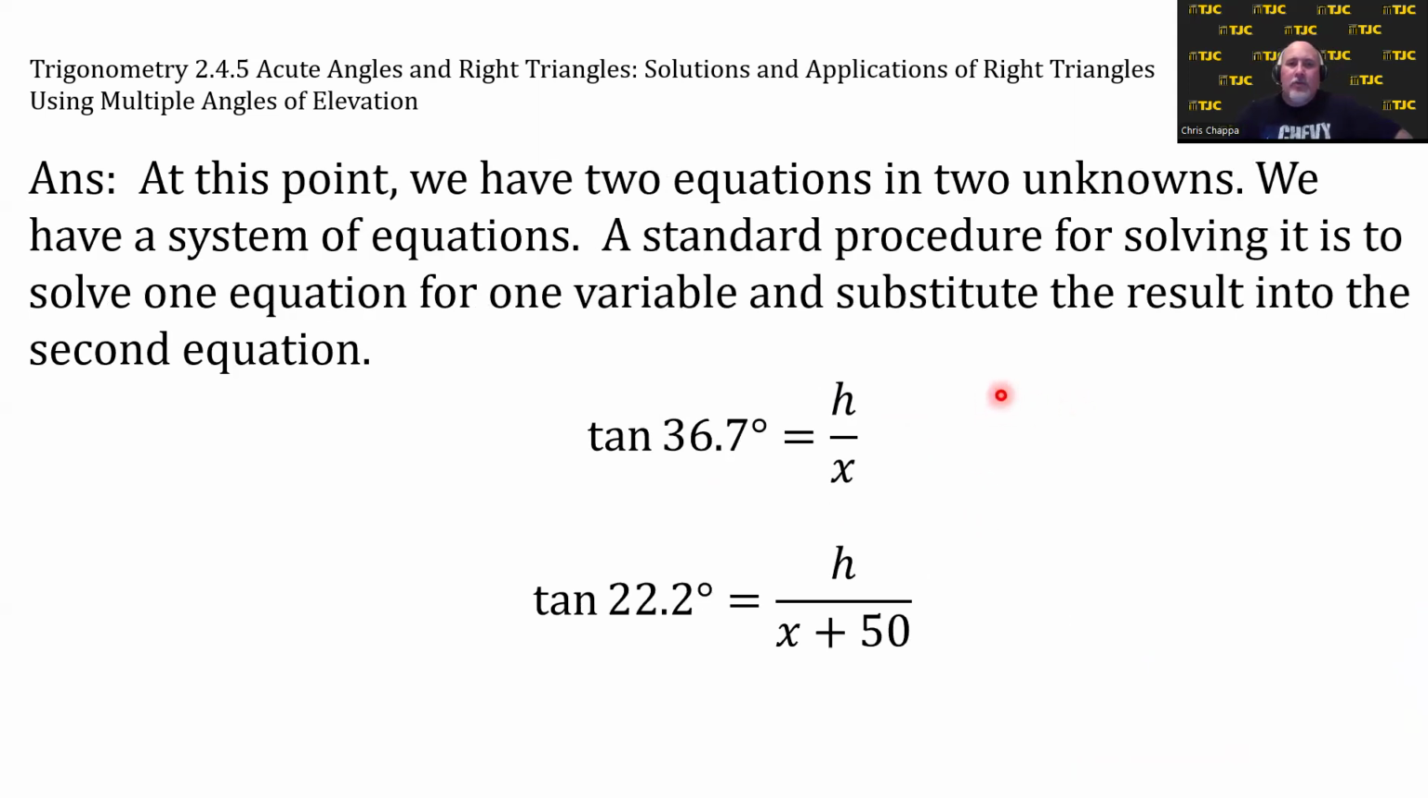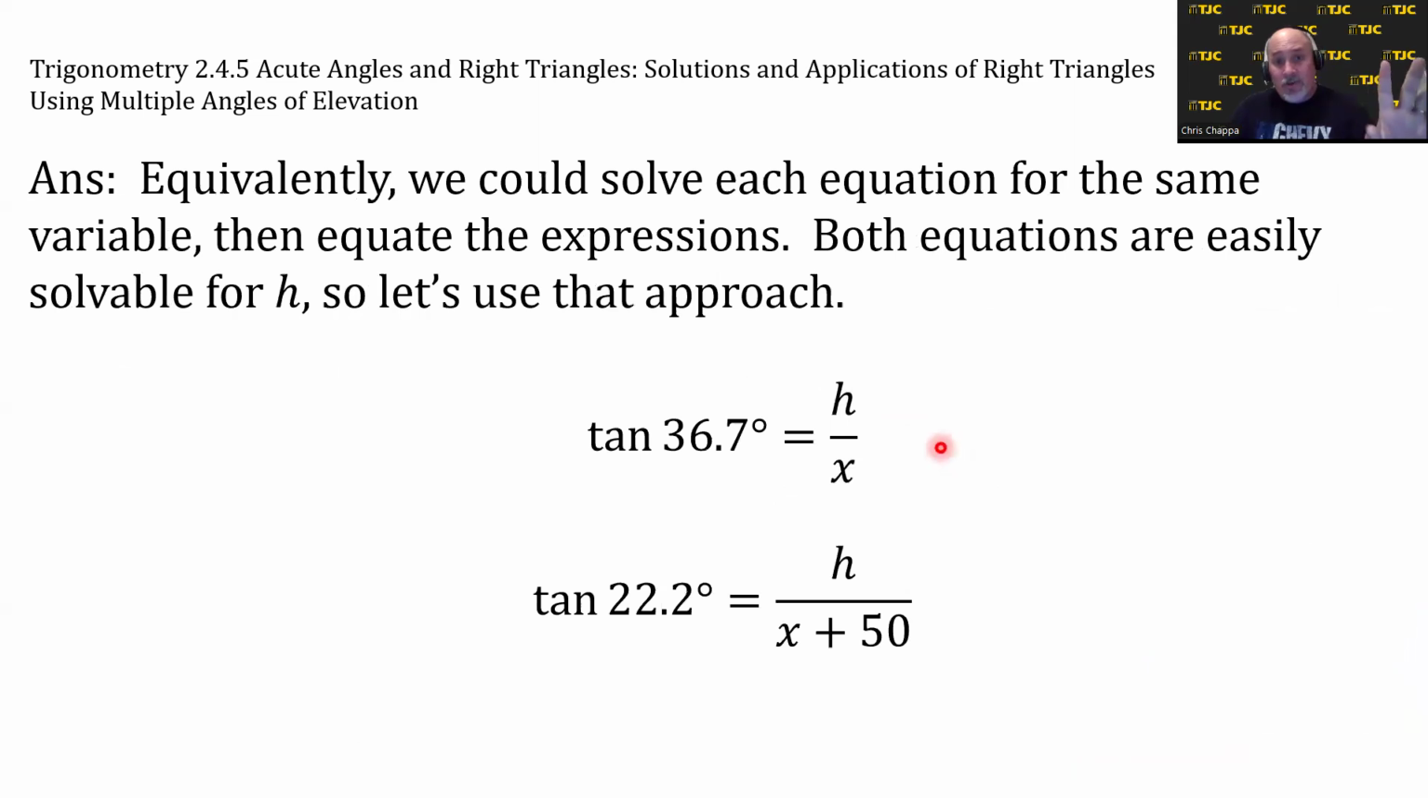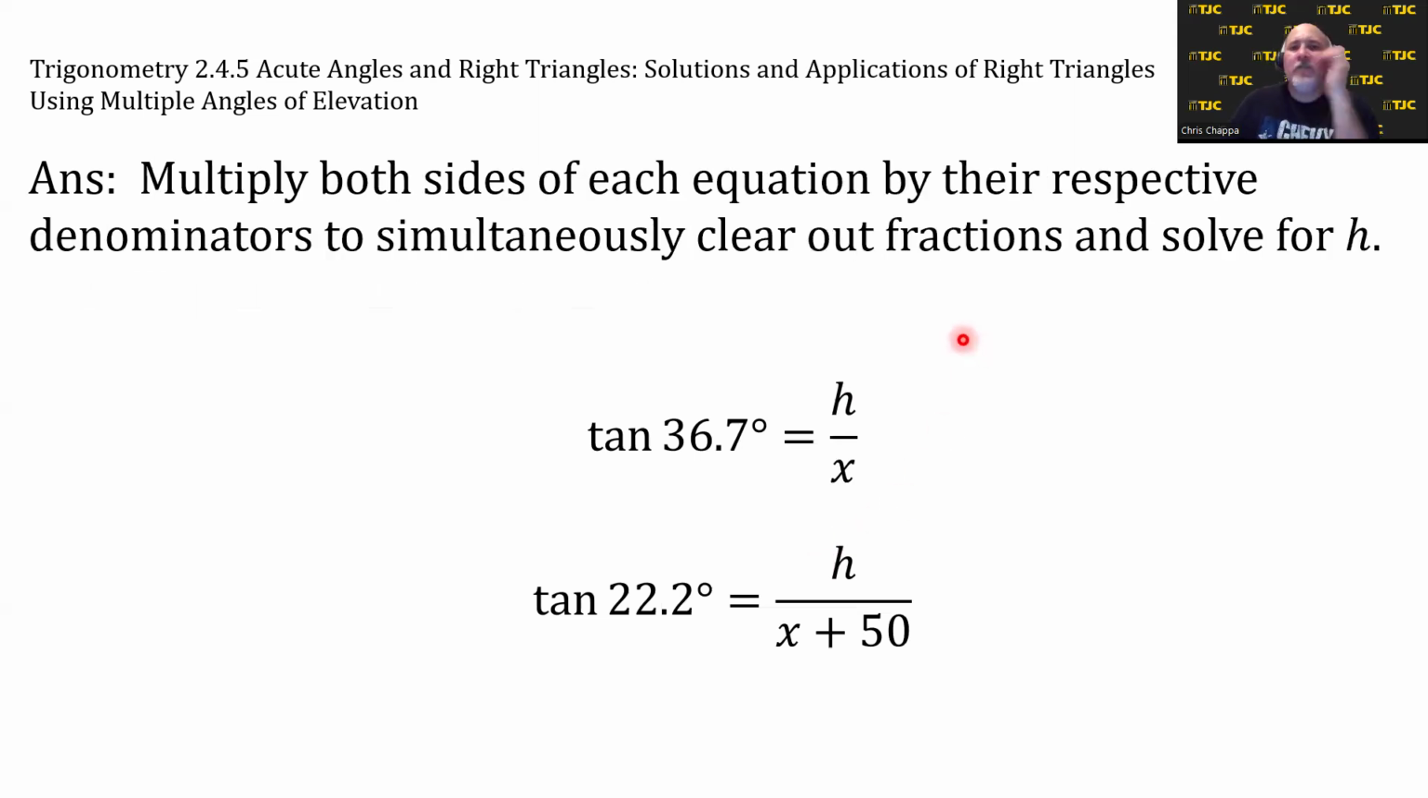Here they are. We have a system of equations, and a standard procedure for solving it is to solve one equation for one variable and substitute the result into the second equation. Or equivalently, we could solve each equation for the same variable, then equate the expressions. Now, both equations are easily solvable for h since they're by themselves in numerators, so we'll use that approach. We're going to multiply both sides of each equation by the respective denominators. This will clear the fractions and solve for h.